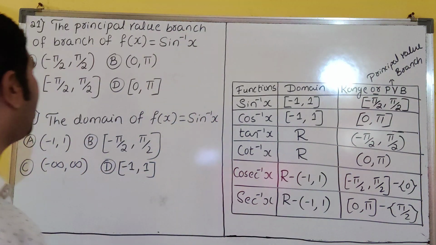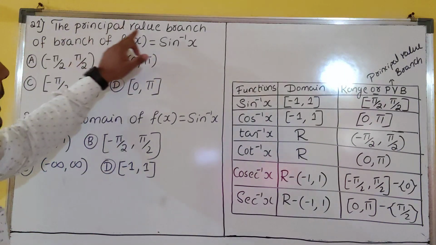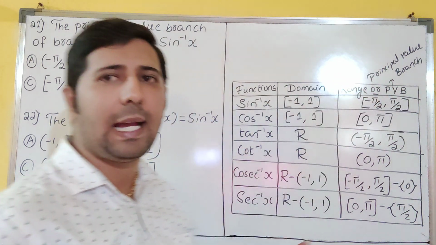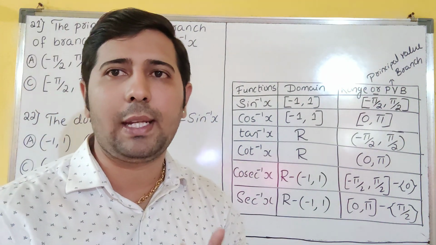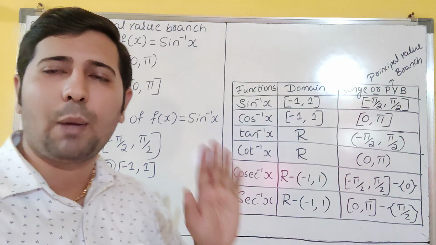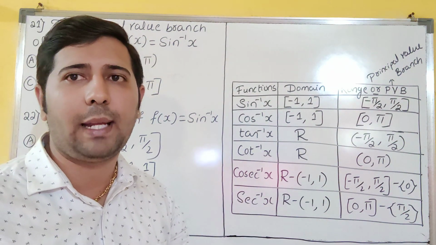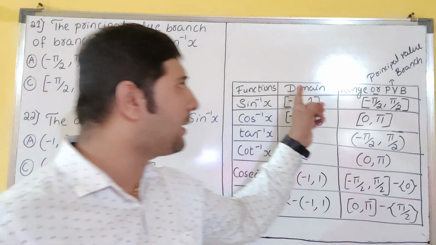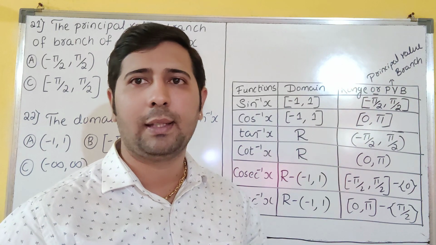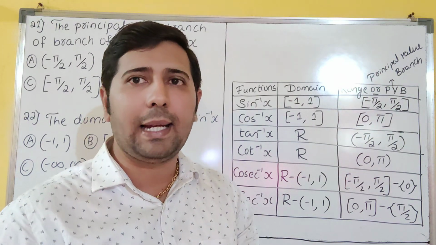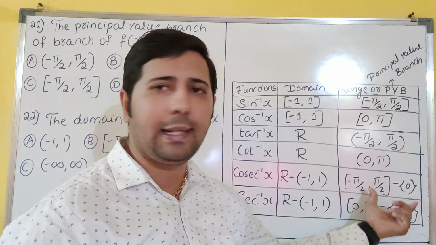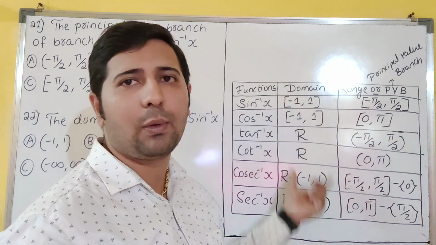Let us see question number 21. They are asking the principal value branch. Please go through the question properly, dear students. Whatever strikes your mind, don't write. You must know whether they have asked domain, range or principal value branch. If they ask range, meaning principal value branch, you have to write this one. If they ask domain, you have to write this one.